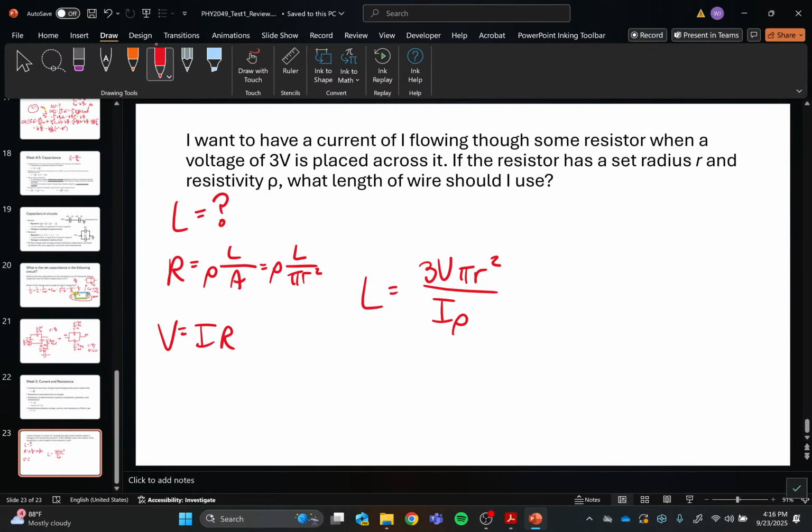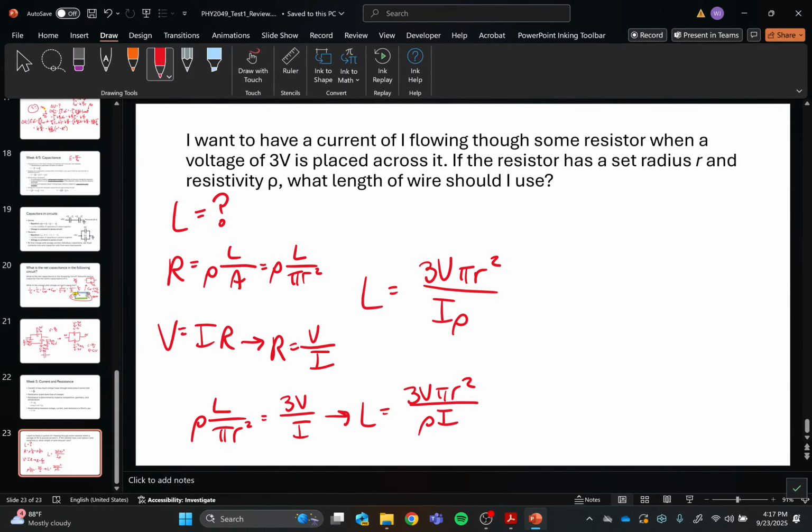Oh, V equals IR. So R equals V over I, and then you just move things around. So rho L over pi r squared equals 3v over I. Rearrange this for L. You get 3v pi r squared over rho I. And there you go. All right, y'all.